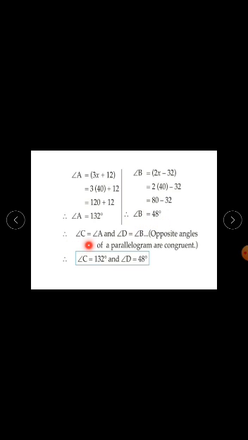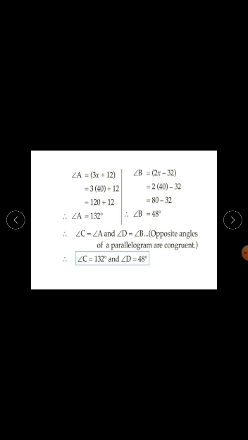Therefore angle C is equal to angle A and angle D is equal to angle B. The reason is that opposite angles of a parallelogram are congruent. The measure of angle A is 132 degrees, therefore angle C is also 132 degrees. The measure of angle B is 48 degrees, therefore angle D is also 48 degrees. So angle C is equal to 132 degrees and angle D is equal to 48 degrees.